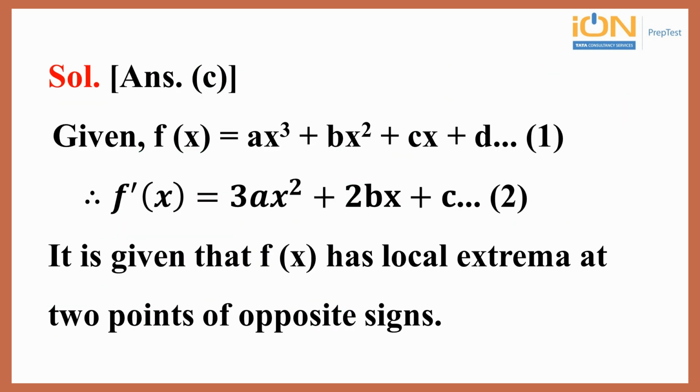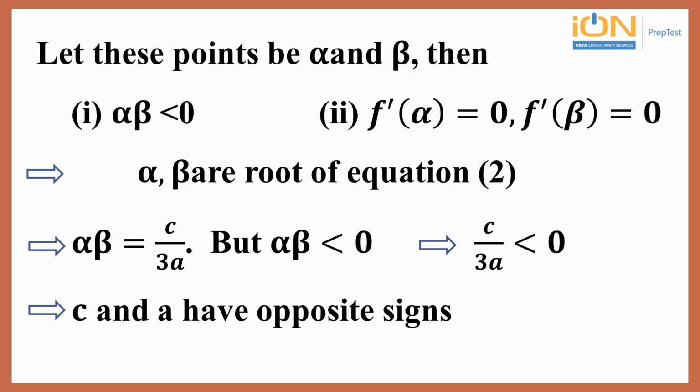Let's look at the solution. The answer is C. Given f of x is equal to ax cubed plus bx square plus cx plus d, f dash of x is equal to 3ax square plus 2bx plus c. It is given that f of x has local extrema at 2 points of opposite signs. Let us say the 2 points are alpha and beta. Since they are of opposite signs, alpha into beta has to be negative.